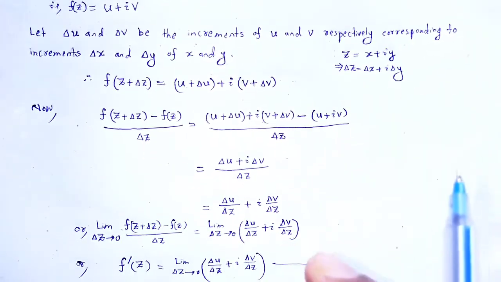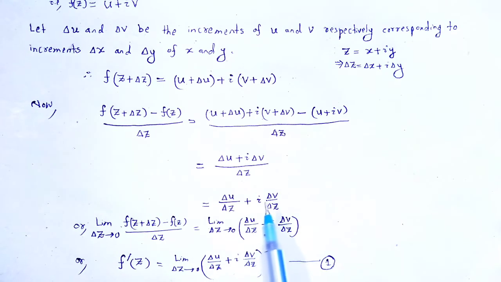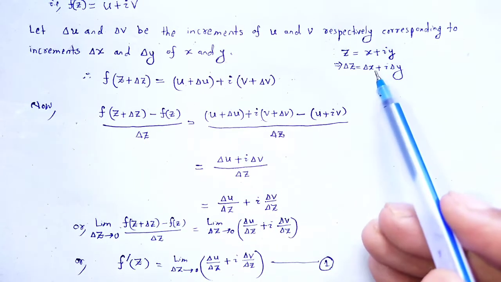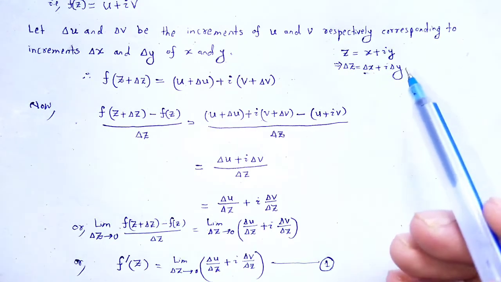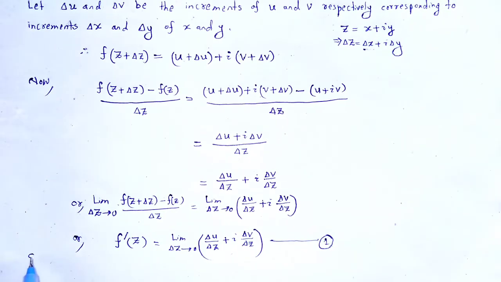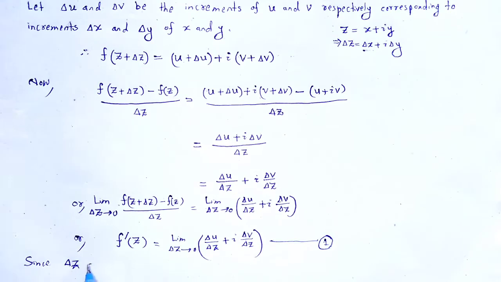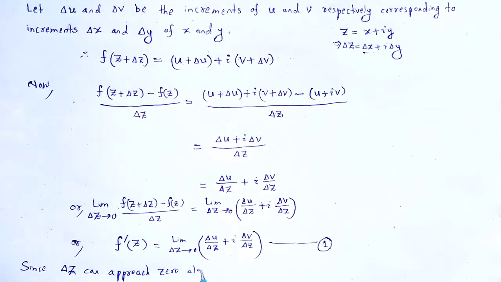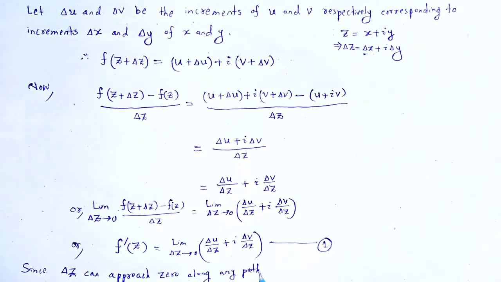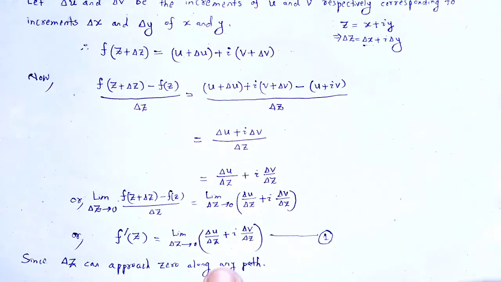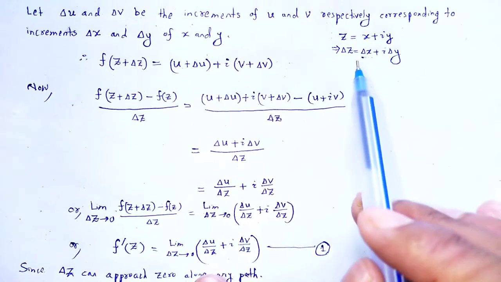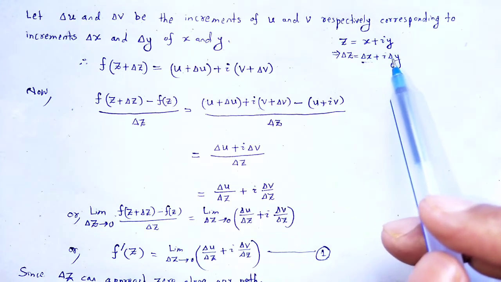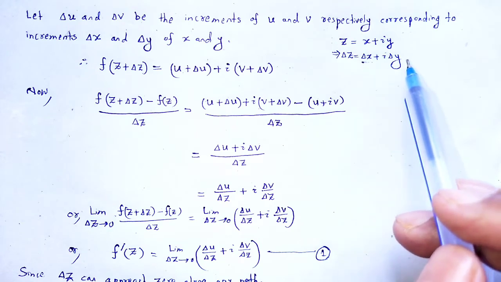So, since del z approaches 0, we have to find out if del z can approach 0 in any path, either along x or along y. Since del z can approach 0 along any path, along the x axis, which is the real axis, or along the y axis, which is the imaginary axis. When we prefer the x axis, the y term will be 0, giving pure real. When we prefer the y axis, the x term will be 0, giving pure imaginary.